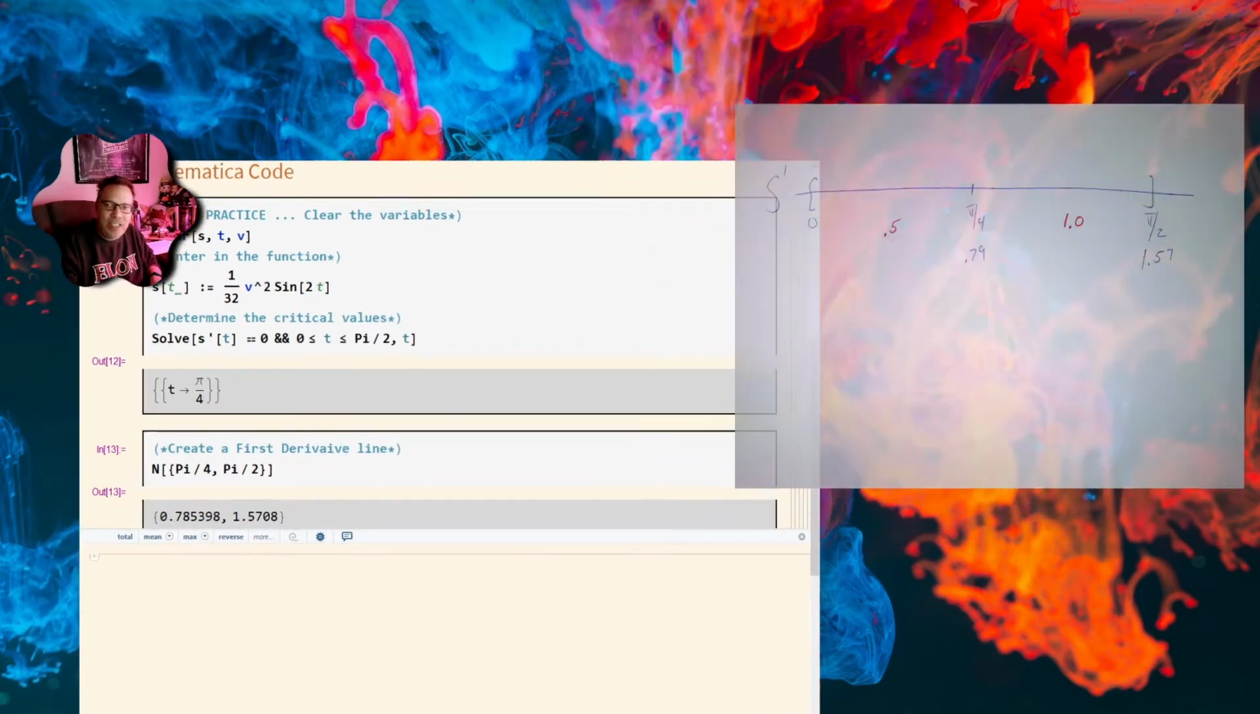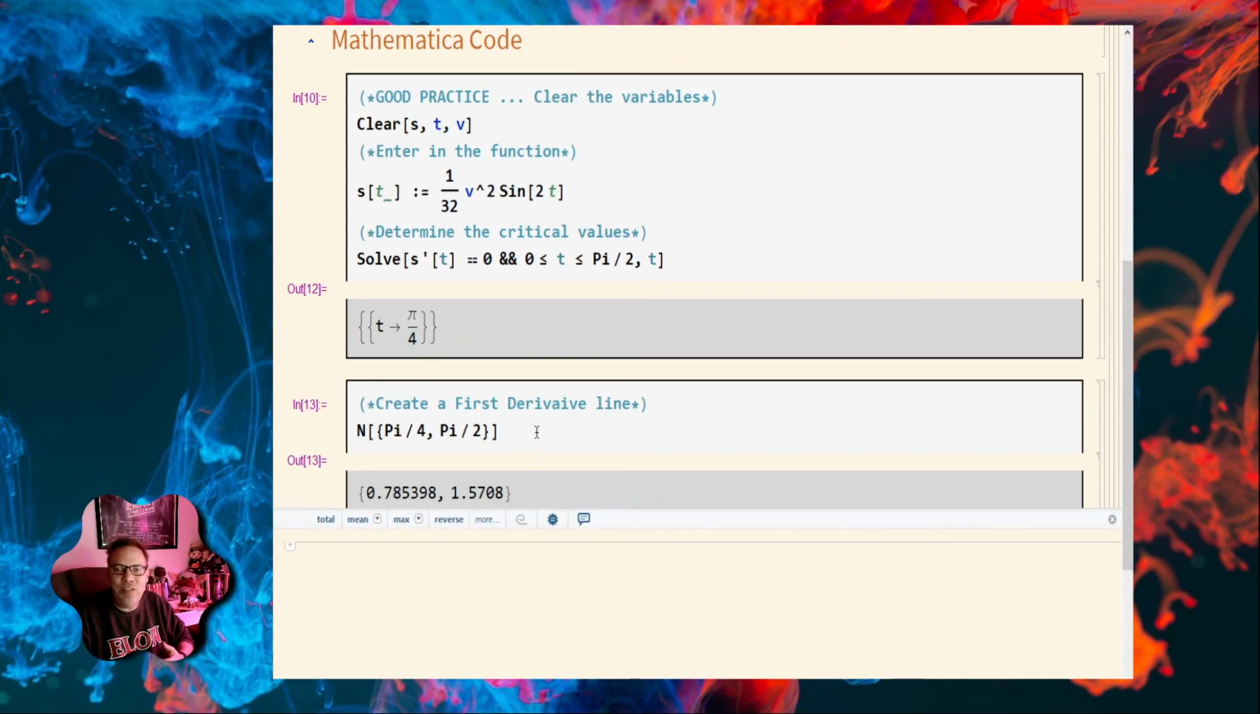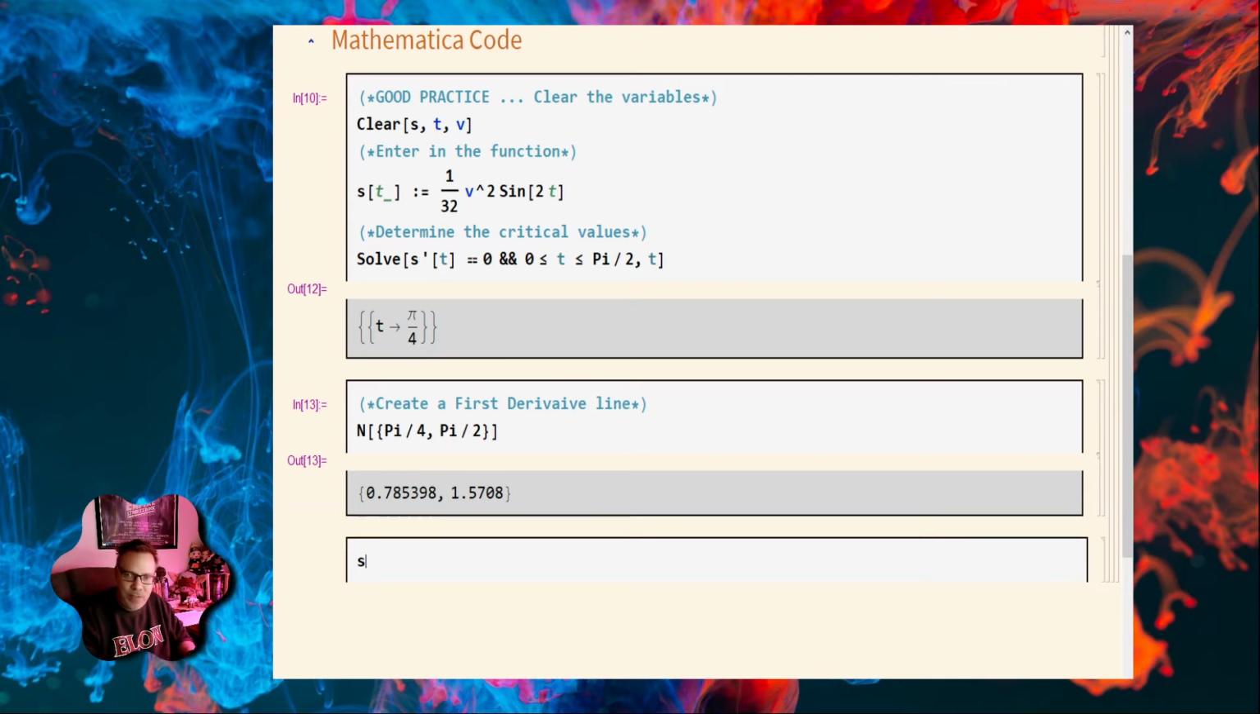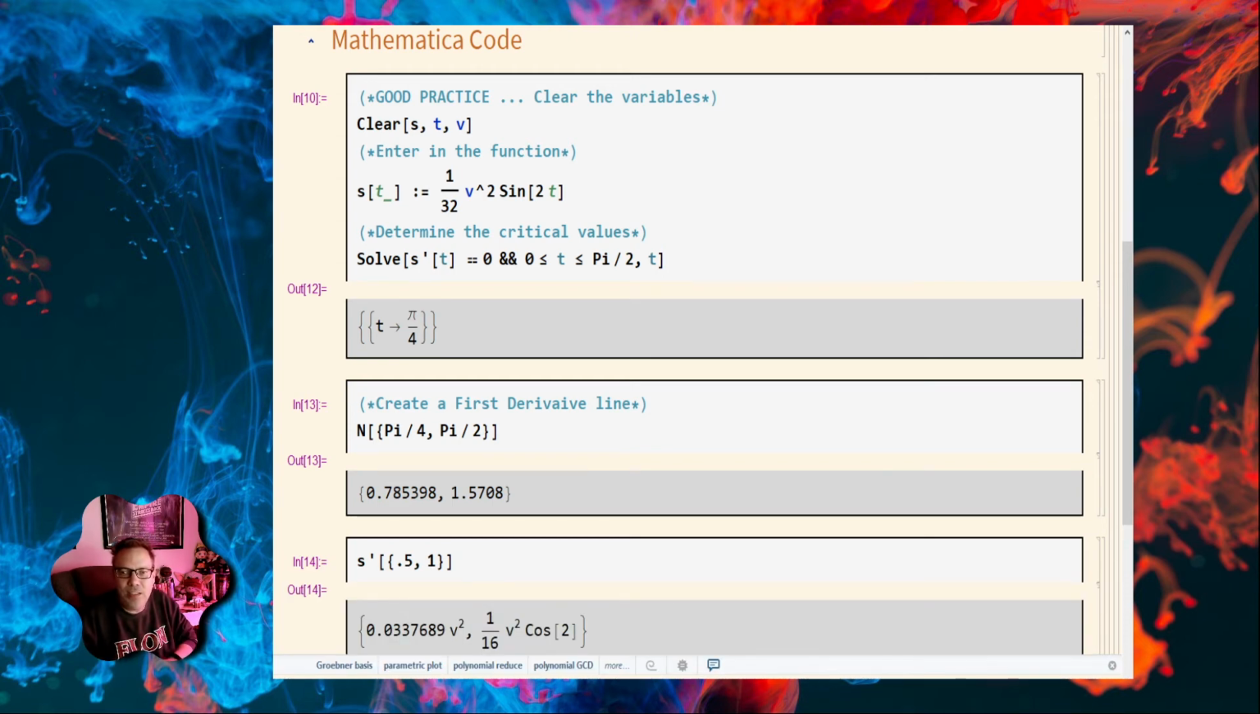So what do I need to do? I need to plug those two numbers into the derivative. Well, the derivative is given by s prime. And I want to plug in 0.5, and I want to plug in 1. And notice that I did not put the 1.0 right now. So when I do this, I wind up getting these two answers.